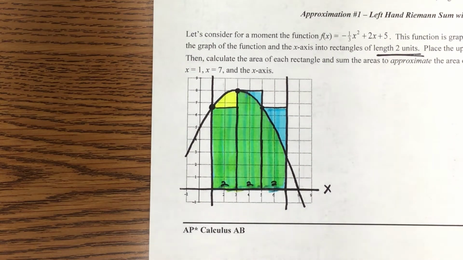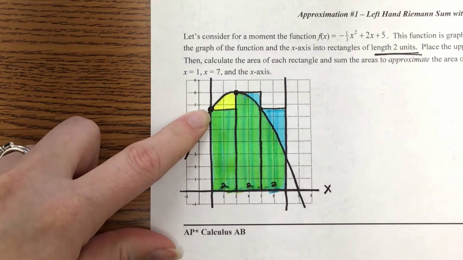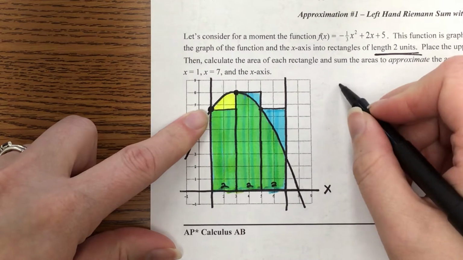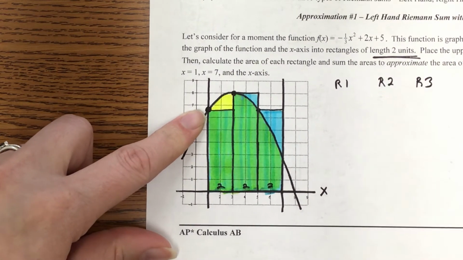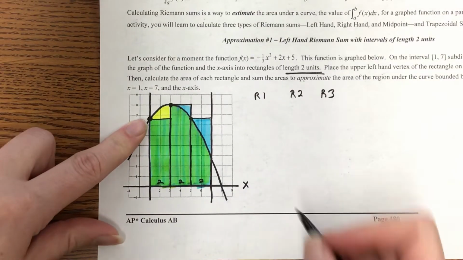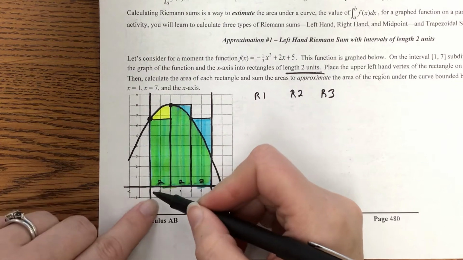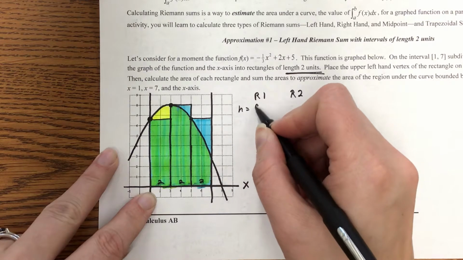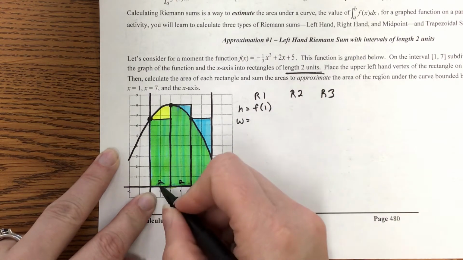We can find areas of rectangles. Absolutely, we can. We just need to find the widths and the heights of those rectangles. The height of our first rectangle, I'm going to say rectangle 1, rectangle 2, and rectangle 3. The height of our first rectangle is going to be f of the x value, which is 1. Height equals f of 1. The width is 2.